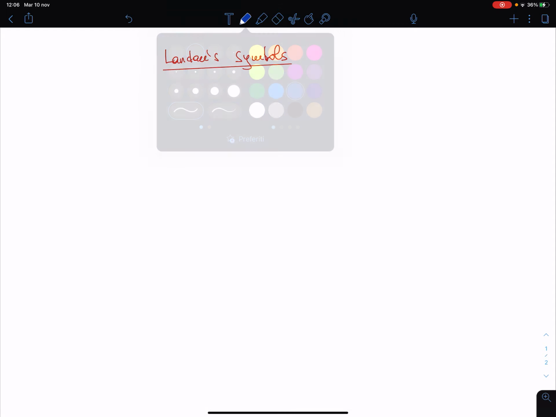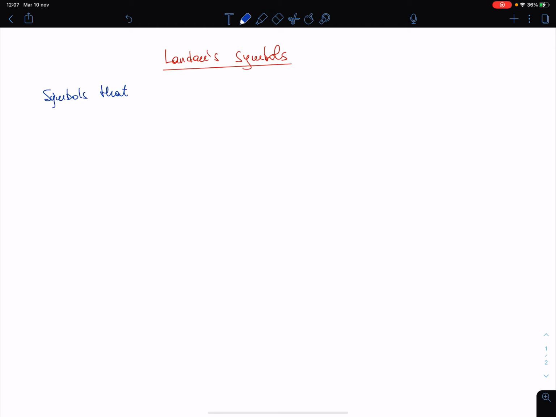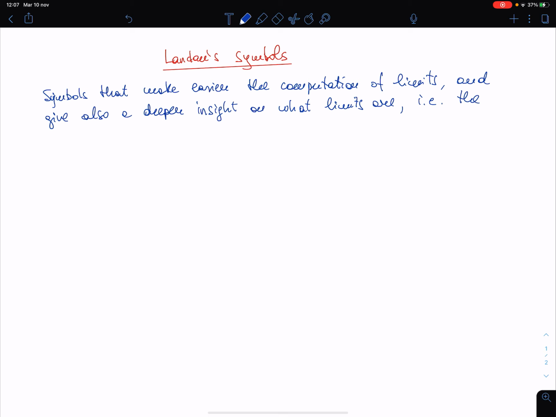Landau symbols. As an introduction, I will tell you that Landau symbols are just symbols that make easier the computation of limits and also give a deeper insight on what limits are, i.e., what I will call the local behavior of a function.